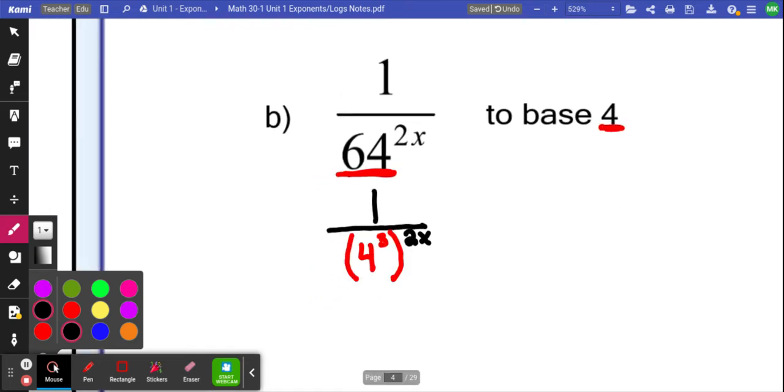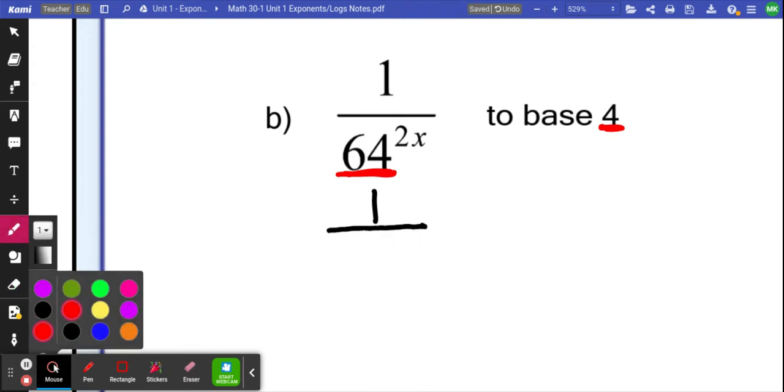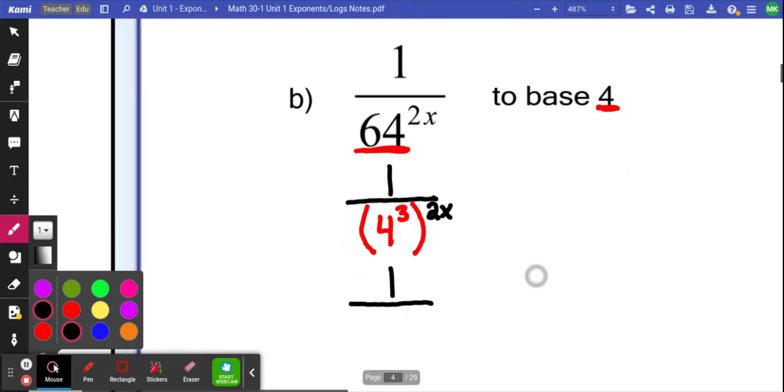I'm too zoomed in and it's making it very messy. Try again. Like that to the power of 2x. See my exponent of exponent? Bring it in, right? So that 2x I'll multiply in. I now have 1 over 3 times 2x would be 4 to the power of 6x.